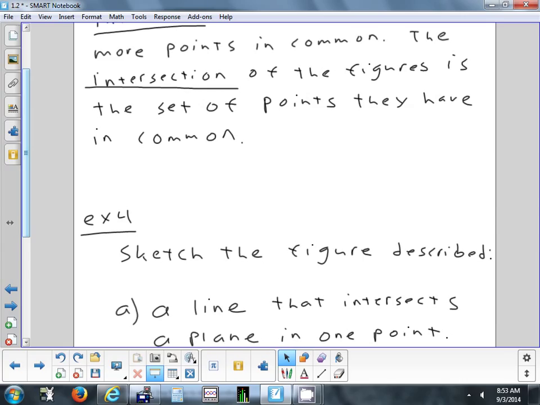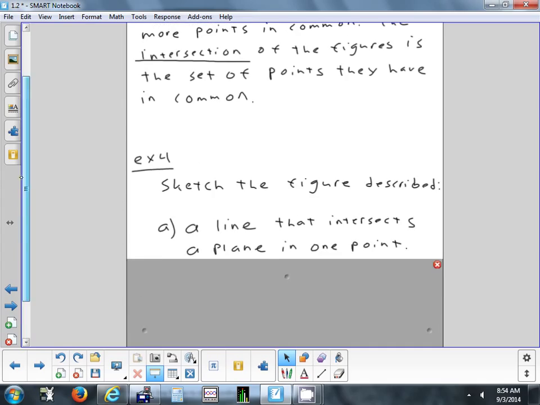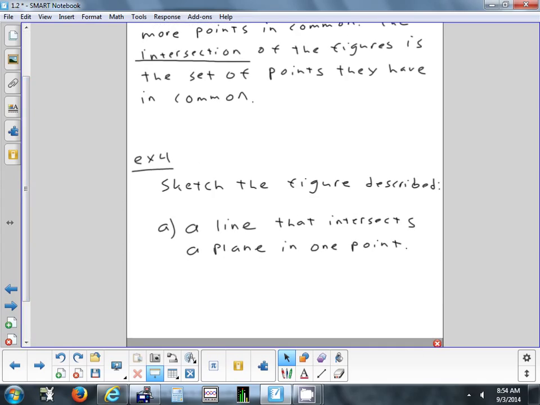Okay, so you're going to draw some sketches, but the first thing I want to do is just think about what it's going to look like, what the intersection is going to look like. Okay, so the first one they want us to sketch is a line, and the line is going to intersect a plane in one point, meaning we're not taking a plane and drawing a line across the top of it. We're drawing it through it.